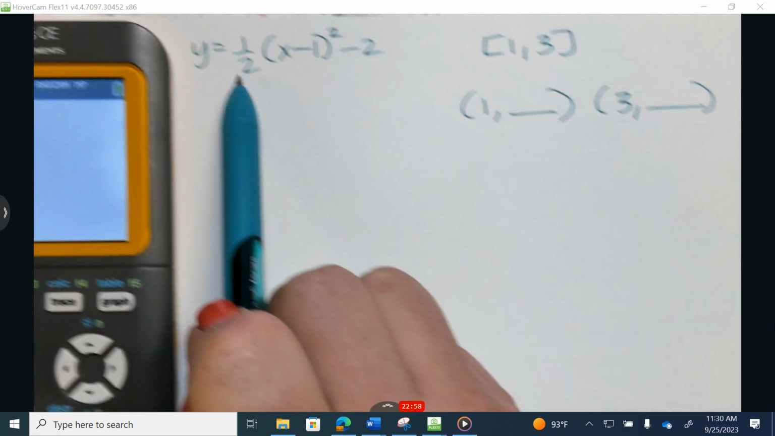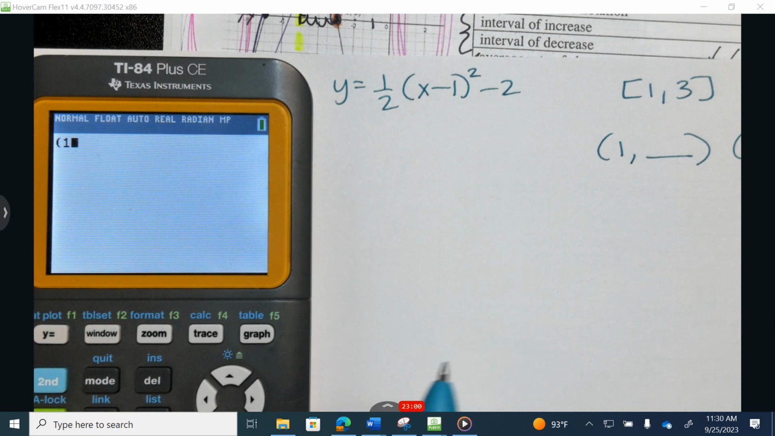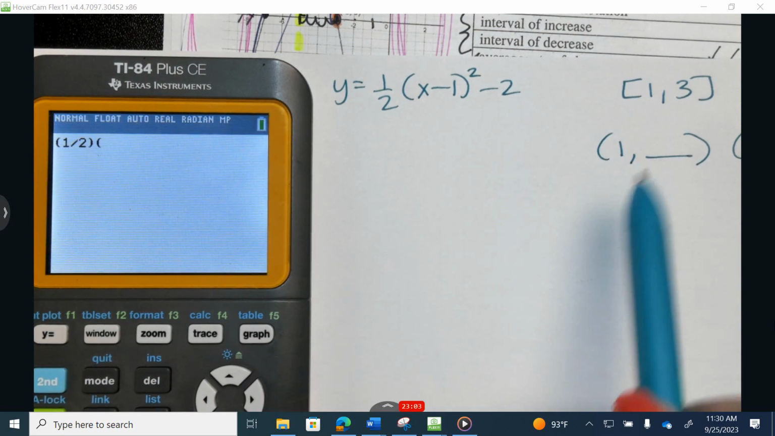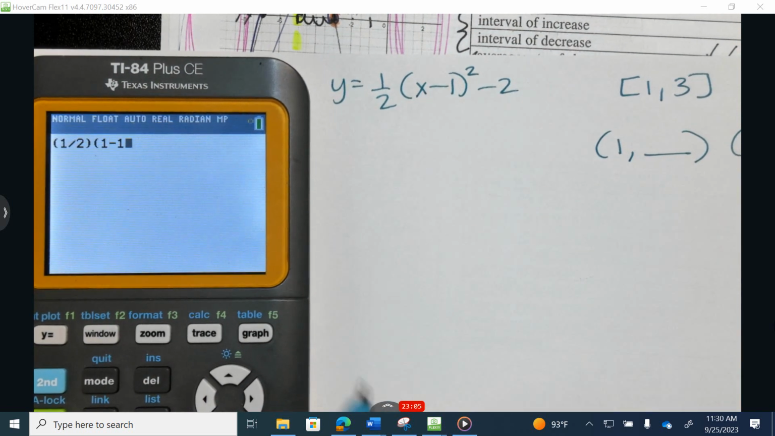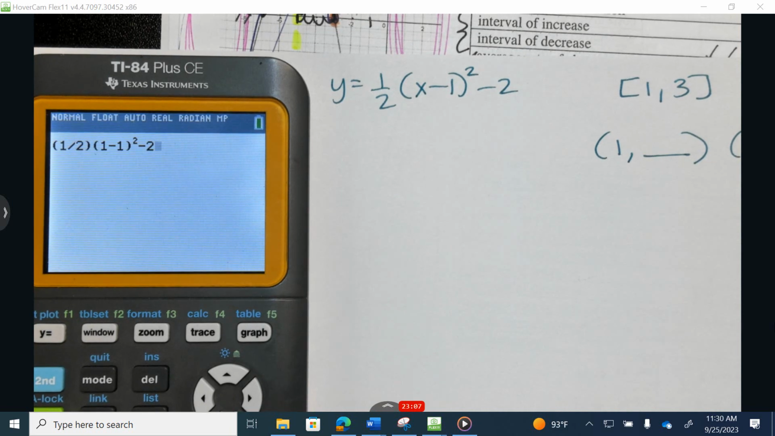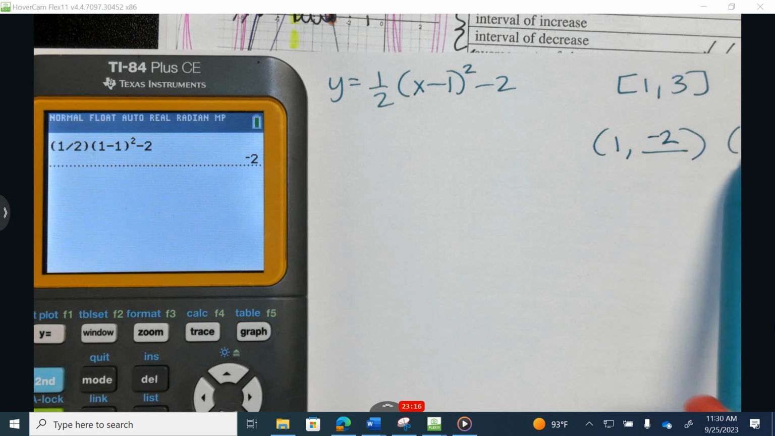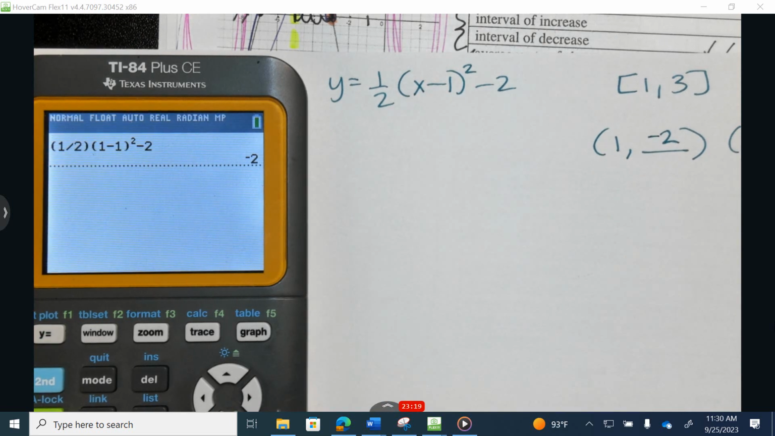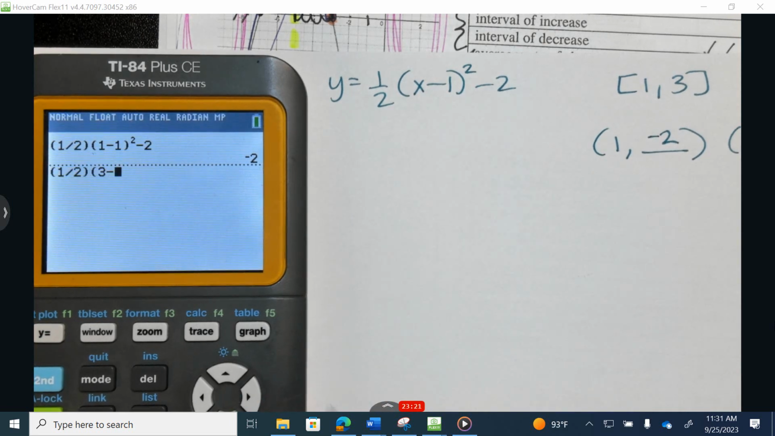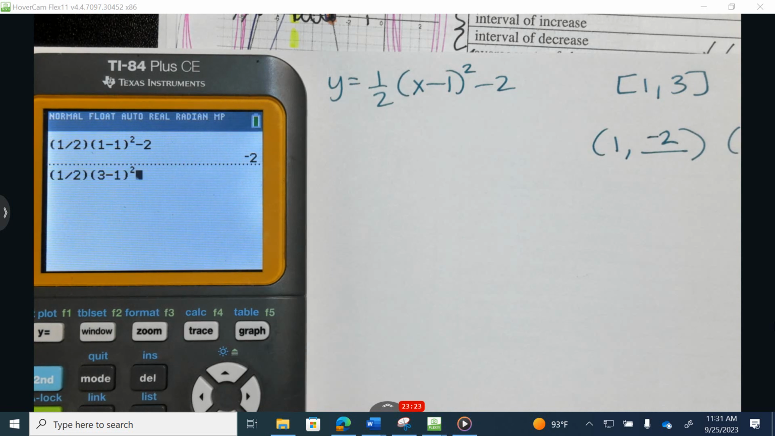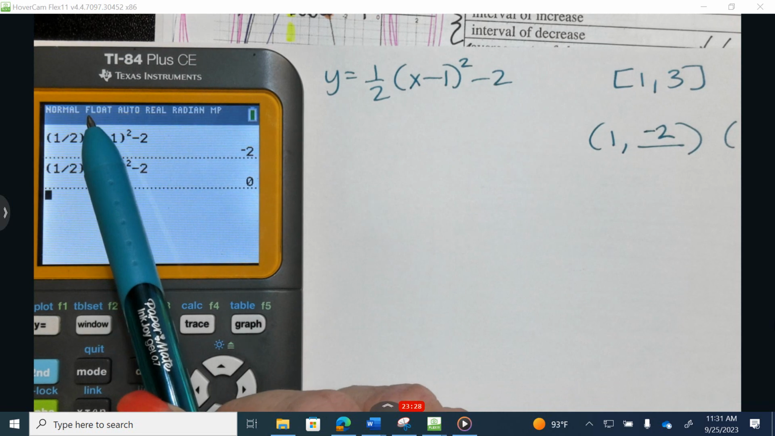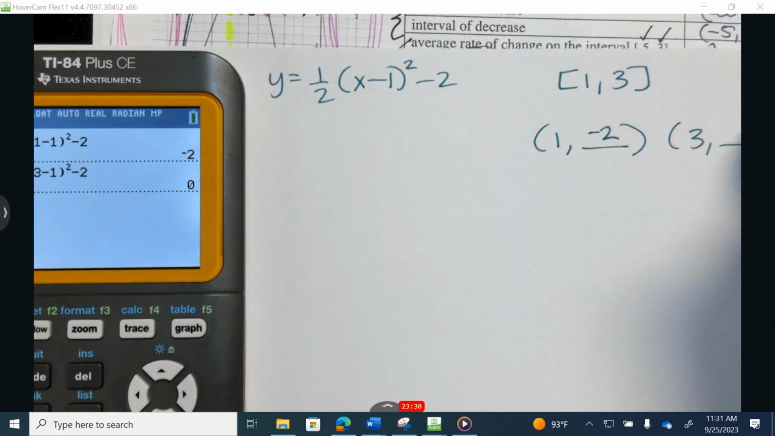We're typing in 1/2 right now in parentheses. Anytime we have a fraction, we put in parentheses. And then I have 1 subtract 1 squared subtract 2. When I substituted in a value of 1, the output is negative 2. Please do the same now and substitute in a value of 3. When I substitute in a 3 instead of a 1, I come up with an output of 0.